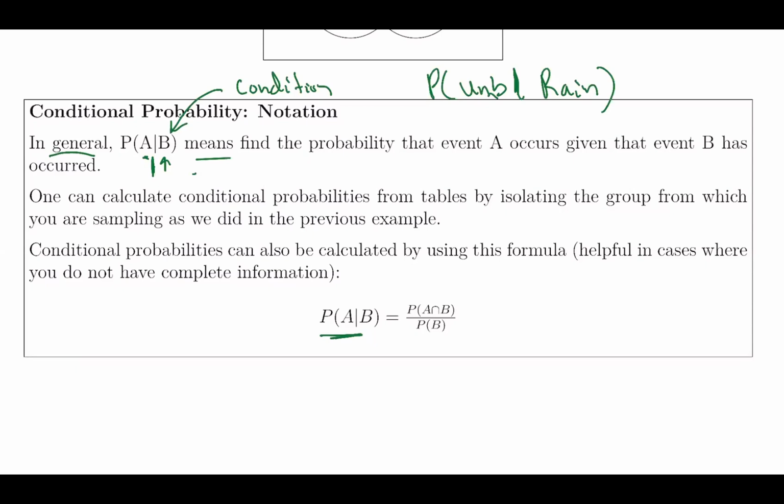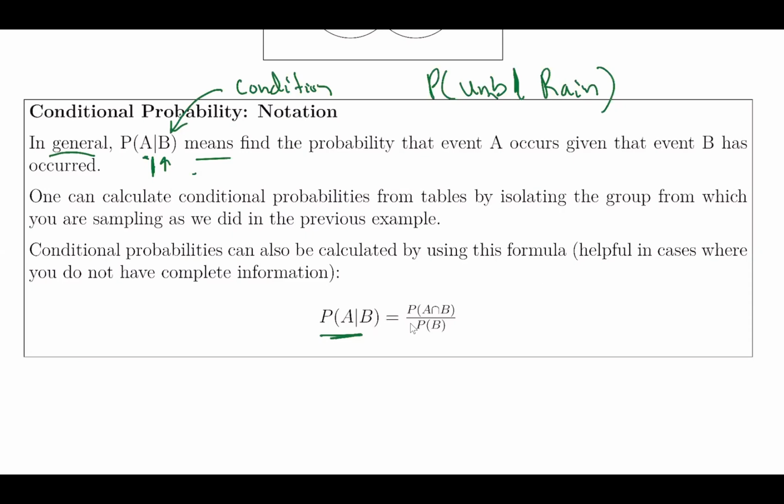So A can happen without B. Correct. Because, like for this problem, you could still bring your umbrella even though it's not raining. You could bring the umbrella thinking it's going to rain, or you could bring the umbrella given it's not raining, thinking it might rain later on. So yes, A could still occur given that B doesn't happen.